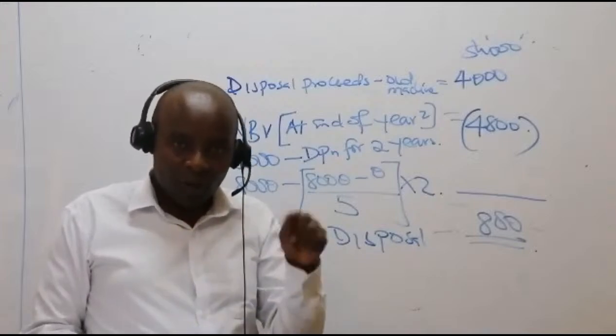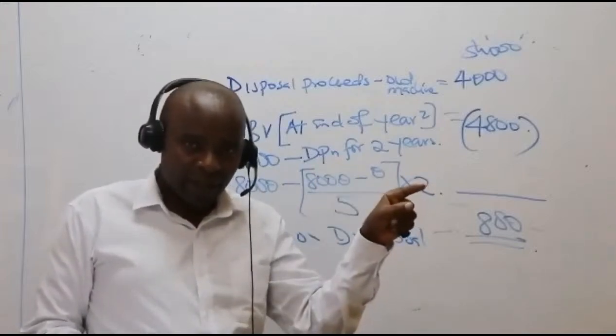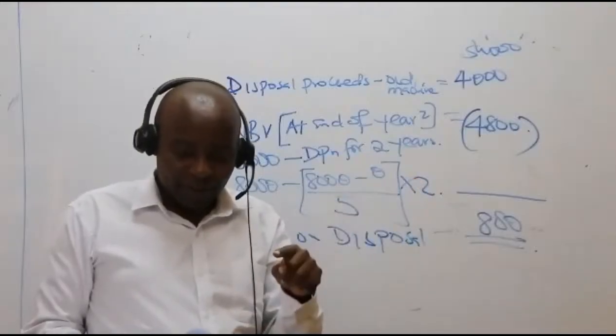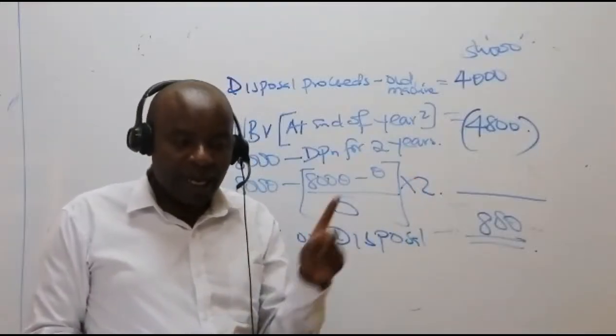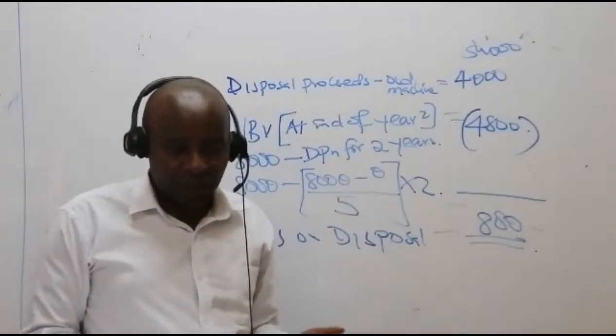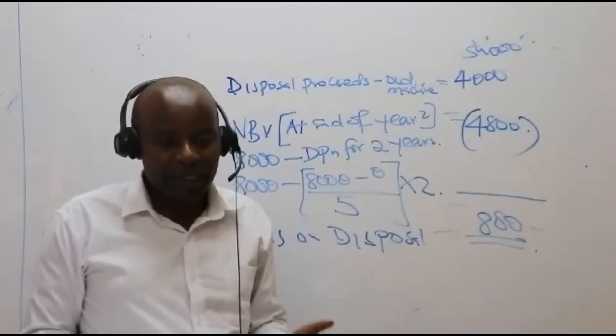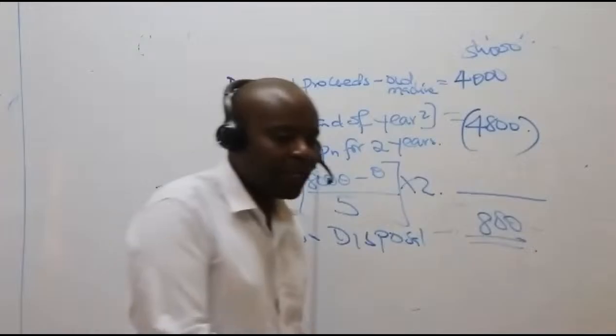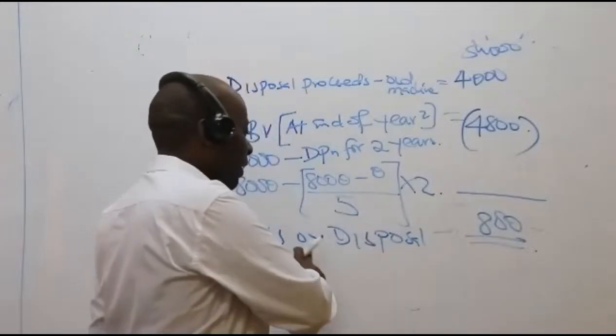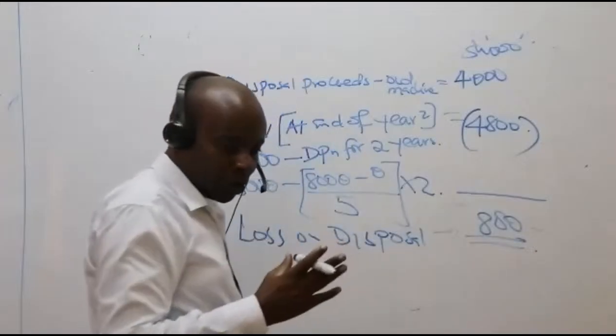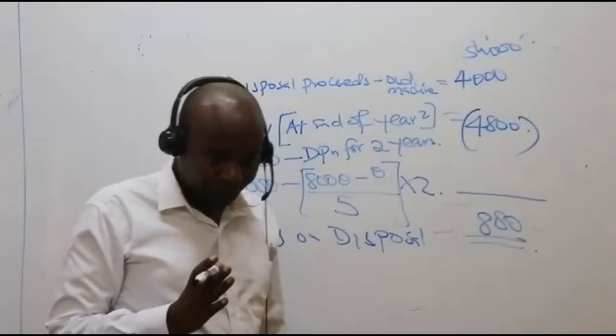At the time of acquisition it was estimated at 5 years. So in this case, I'm correct here. It should be 5 years, not 7. So in this case, what do we have? 800, which is a loss on what here? A loss on disposal.